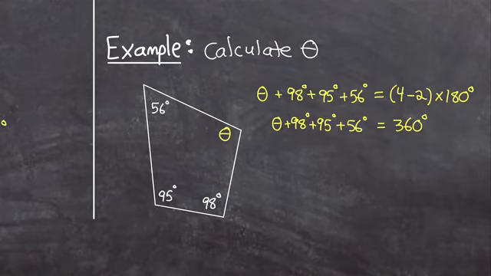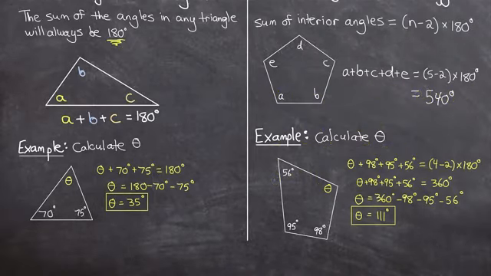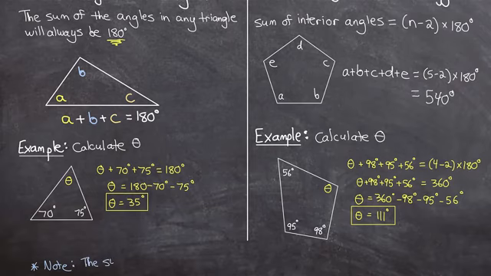So to calculate angle theta, I would just have to subtract those three angles from 360, which would mean that angle theta is 111 degrees. And let me actually leave you with a note about the exterior angles of a polygon. The sum of the exterior angles of any polygon is always 360 degrees.